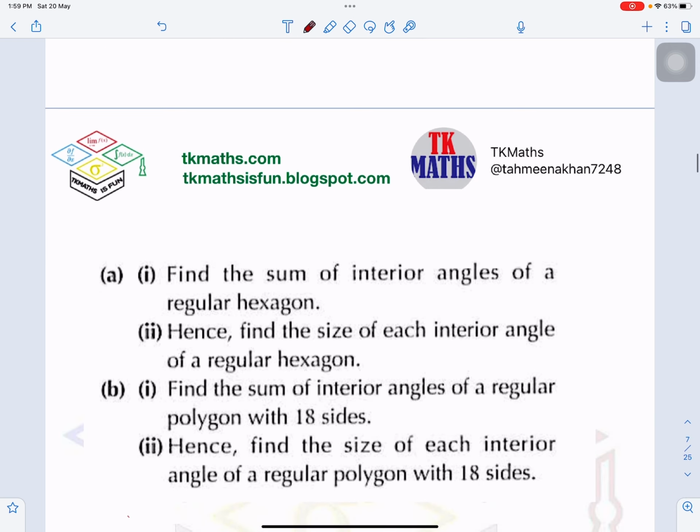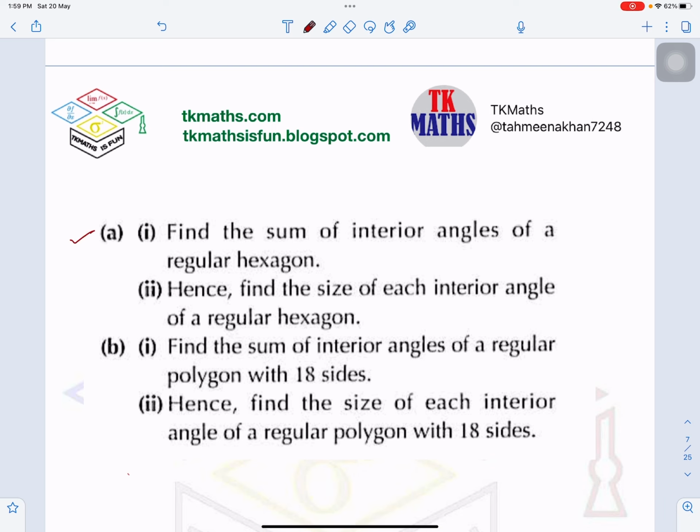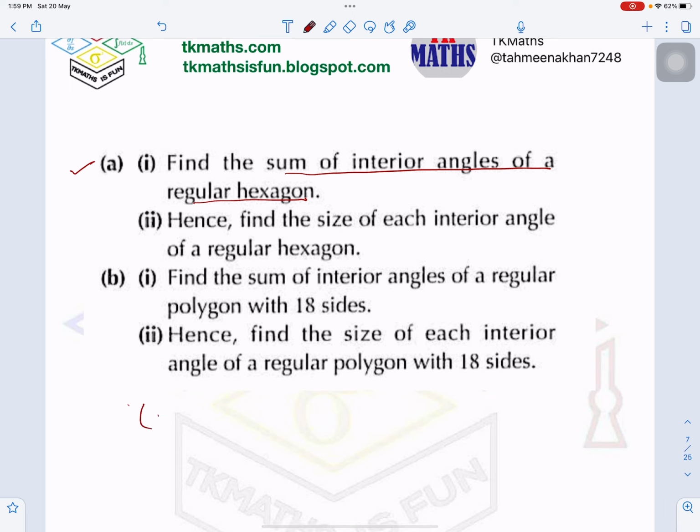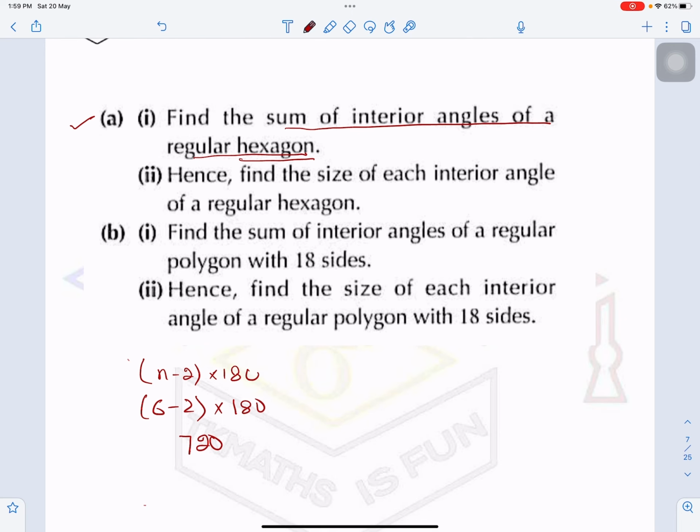Okay, so let's see these questions. For example, the first one. Find the sum of the interior angles of a regular hexagon. Now hexagon means the number of sides is 6, right? So you will write down the formula (n minus 2) into 180 and your n is 6 because it is a hexagon. So 6 minus 2 into 180. 6 minus 2 is 4. And what is 4 multiplied by 180? 720, right? So the sum of the interior angles of a regular hexagon will be 720.